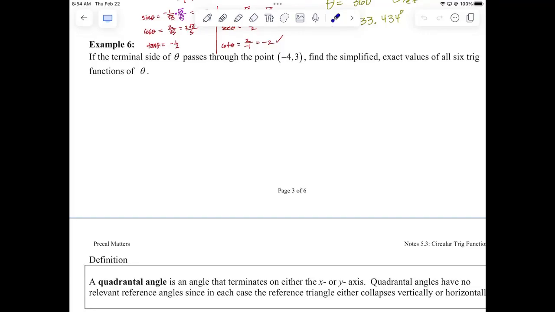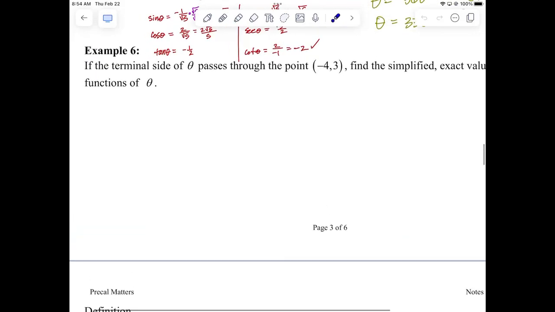So example 6 is like a two-clues problem. You'll have a quiz tomorrow, by the way, over examples 4, 5, and 6. But 6 appears to only give you one clue, right? The point negative 4, 3. It says the terminal side of theta passes through that point. You're going to see that this type of question is actually less fun than the other type.